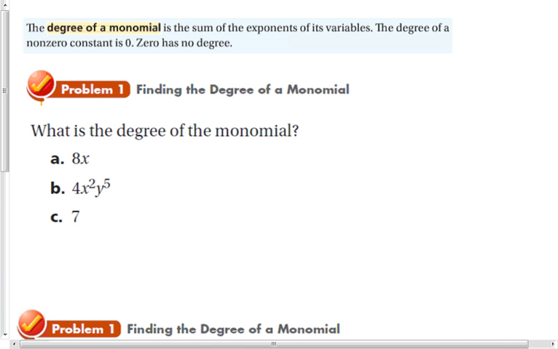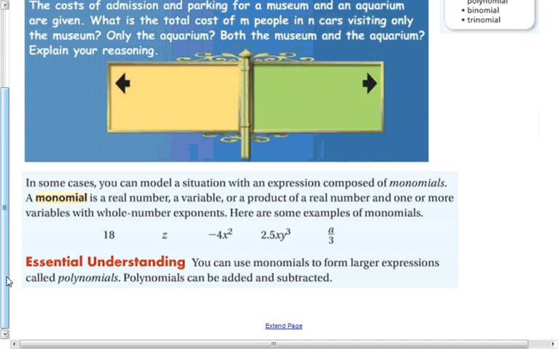All right, first thing we're going to do is talk about how to classify monomials and polynomials. The degree of a monomial is the sum of the exponents of its variables. The degree of a non-zero constant is 0. Monomials are single-term expressions, so these are all monomials. They can't have addition or subtraction. They can only have multiplication in them.